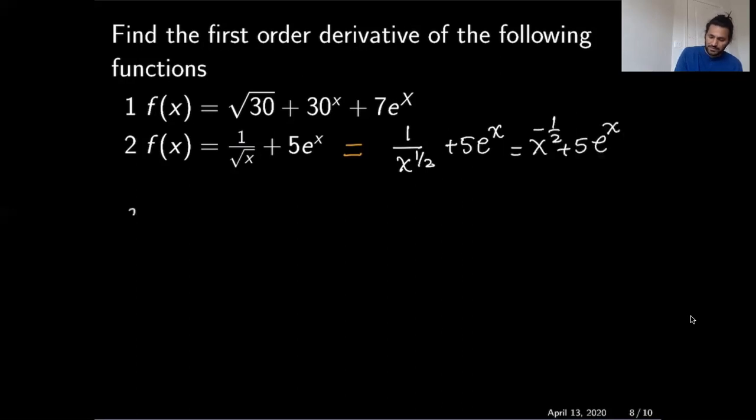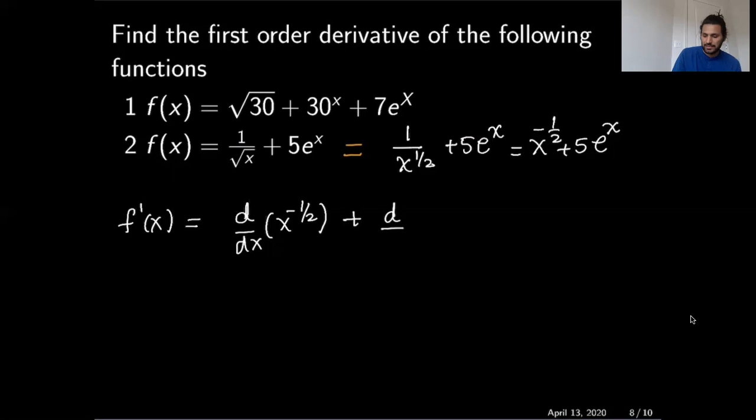So if I calculate the derivative of this function by using the sum rule, dy by dx of x to the power negative 1/2 plus dy by dx of 5e to the power x. So here I will use the power rule. I will drop the power 1/2 and take 1 from the power.